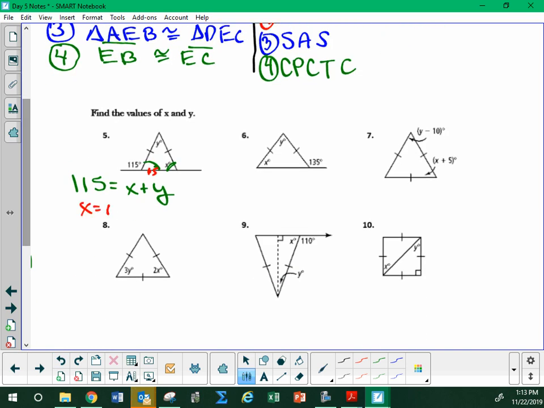So we have x equals 65. Plug that in, solve for y, what do we get? Y equals 50.